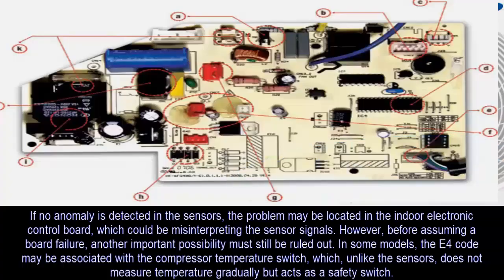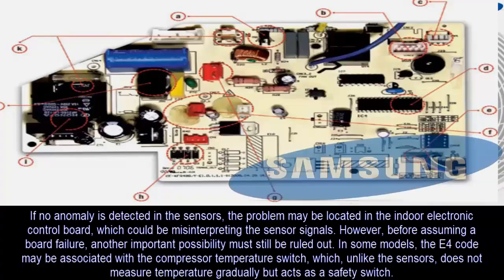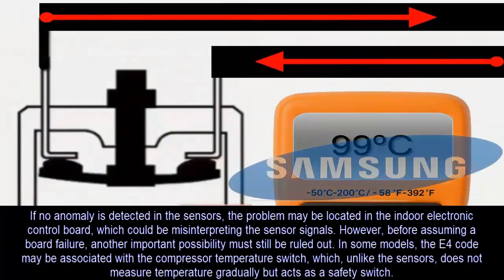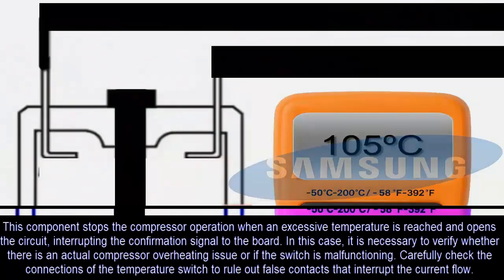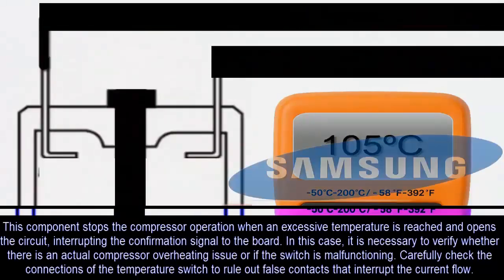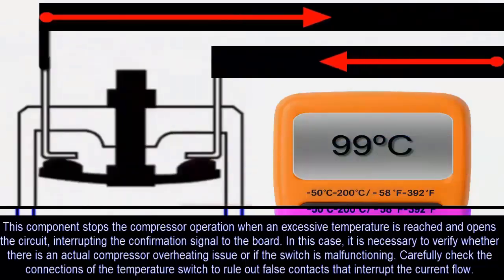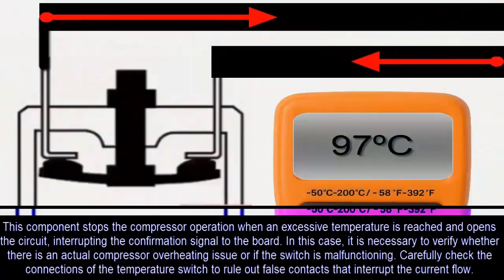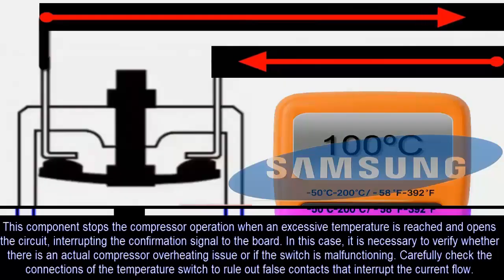In some models, the E4 code may be associated with the compressor temperature switch, which, unlike the sensors, does not measure temperature gradually, but acts as a safety switch. This component stops the compressor's operation when excessive temperature is reached and opens the circuit, interrupting the feedback signal to the control board. In this case, you should verify whether there is an actual overheating problem in the compressor or whether the switch is malfunctioning.